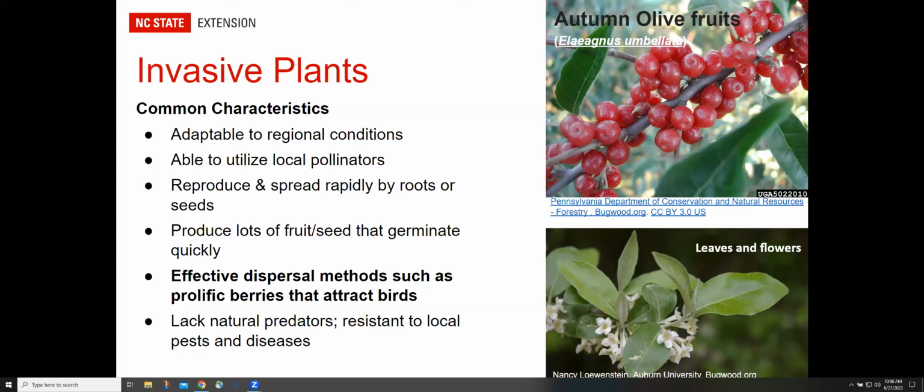Also, they're able to use our local pollinators, especially for things that are spreading by seed and need pollination. So they don't have to overcome some kind of need for pollinators to get them going and spreading to produce viable seed. They will typically reproduce and spread rapidly by roots or seeds. Often seeds are going to be the ones that spread quickly because they can jump further. Although those that do spread by roots, especially anytime we are moving soil or moving things around that could have root pieces in it or seeds in it, we could potentially be moving these invasive plants.